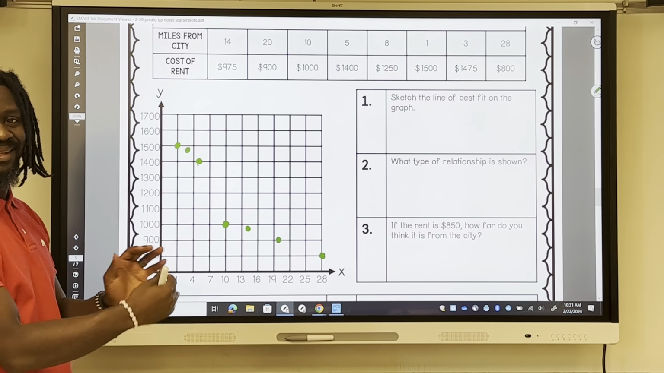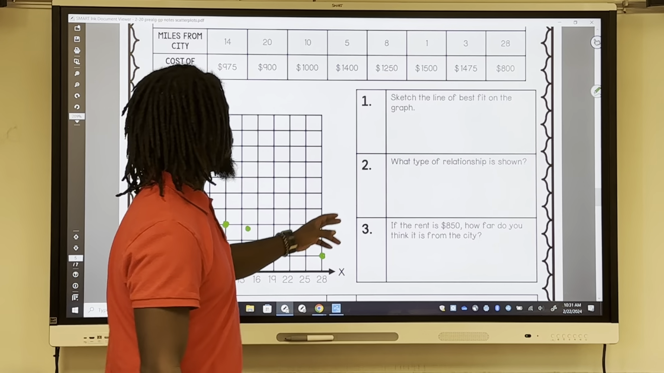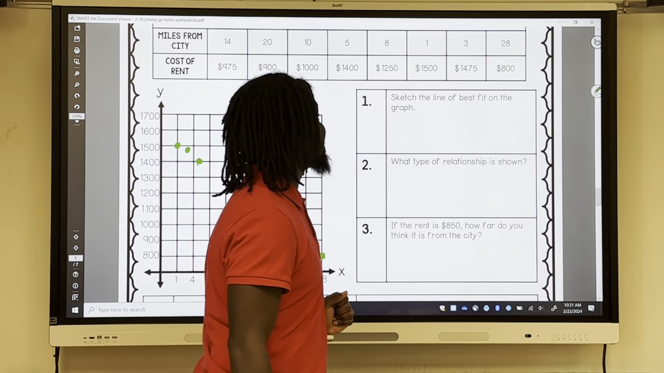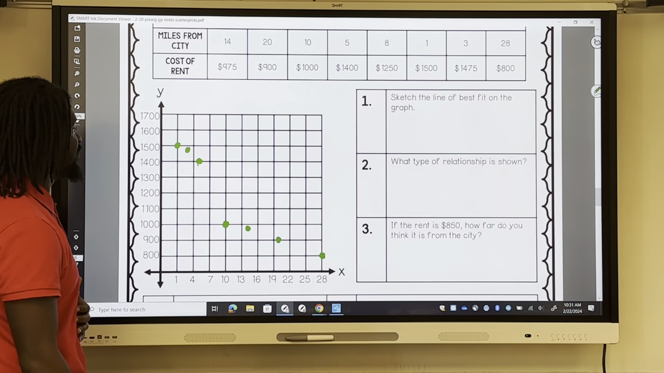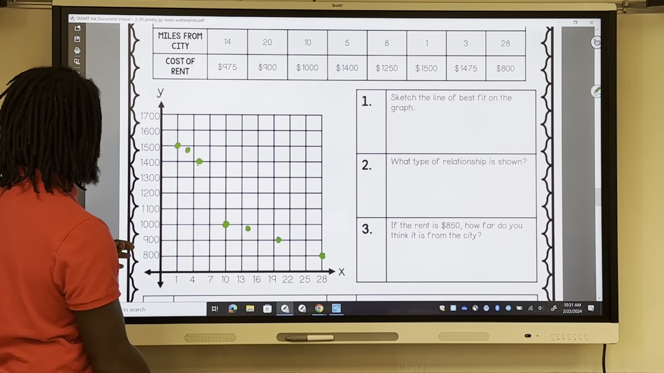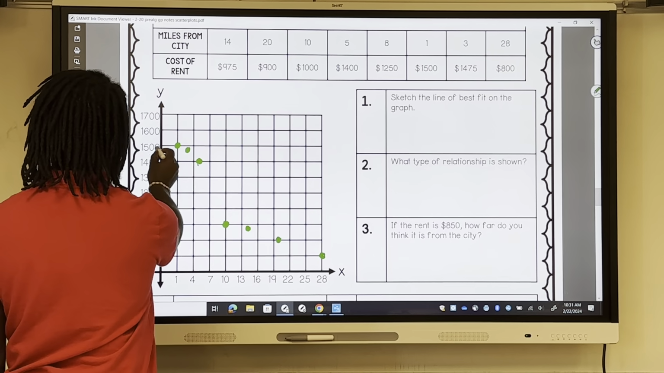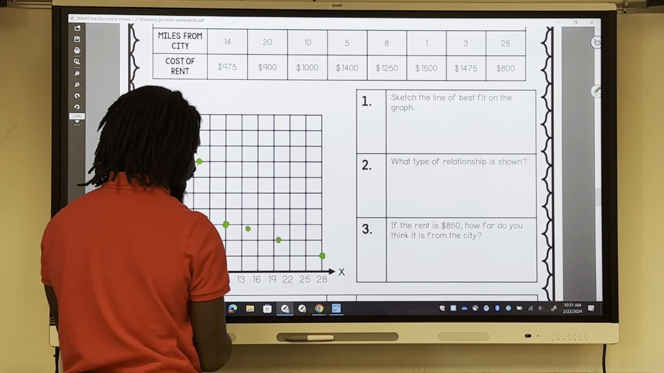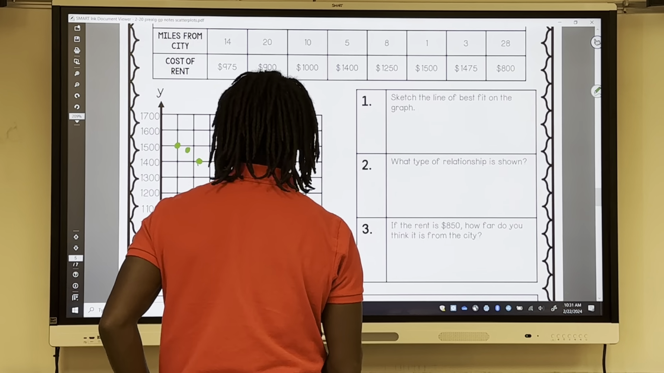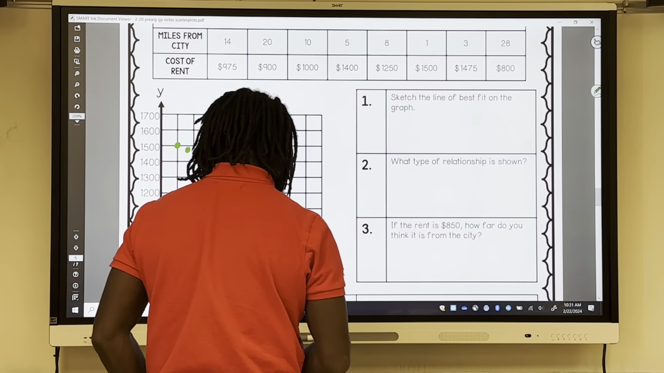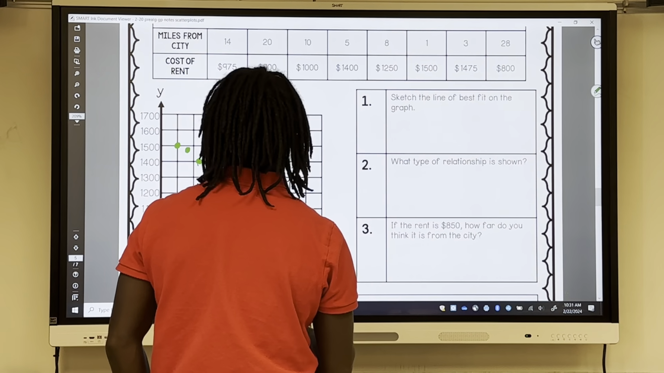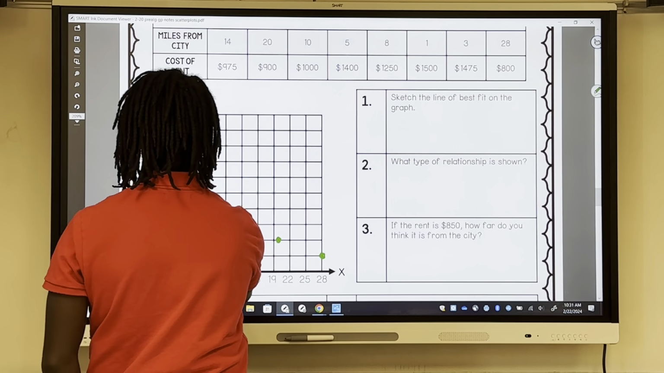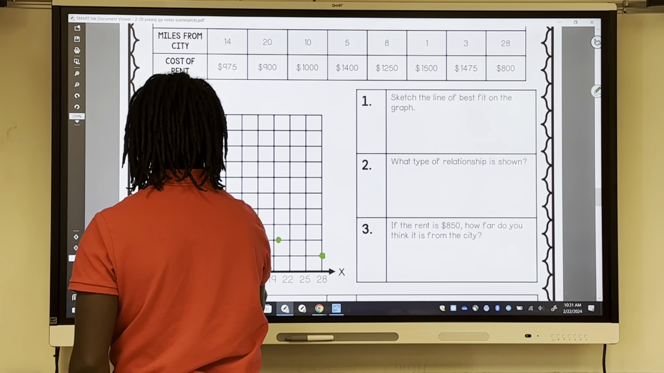All we're doing is taking the data. We are plotting points. Okay, so number 1, it says sketch the line of best fit on the graph. Okay, so again, the line of best fit is a line that would go through kind of the halfway point of the points. So, did I miss one? I think I missed the point 8 and 1250.